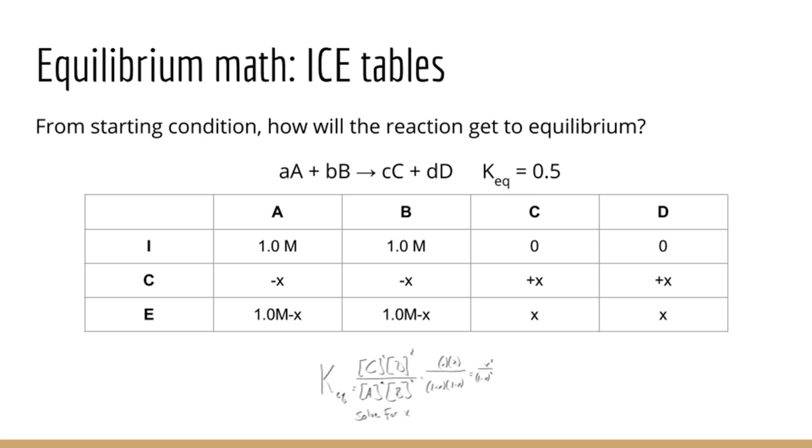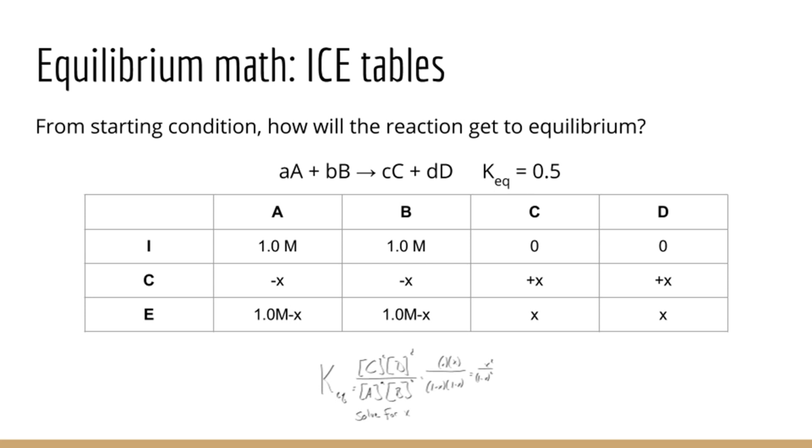But in this hypothetical example, we start with 1 molar of A, 1 molar B, and no C or D. So that is the initial condition. That's what the I stands for, initial. And then we have our change. C is the change as we go from the initial condition to E, the equilibrium condition. So that's what ICE stands for: initial, change, equilibrium.